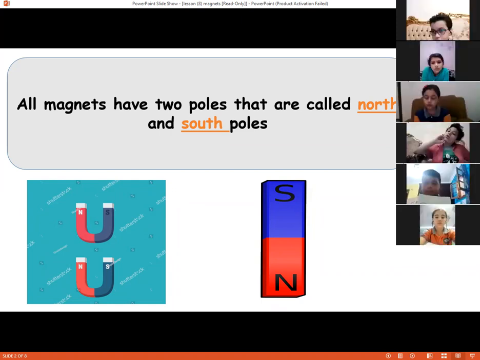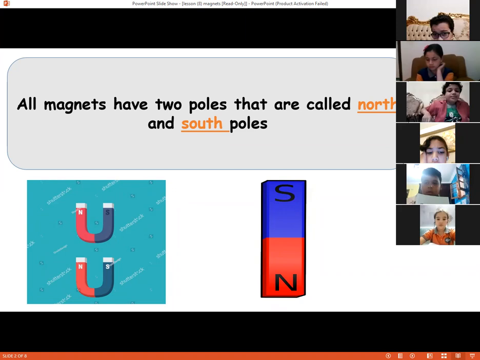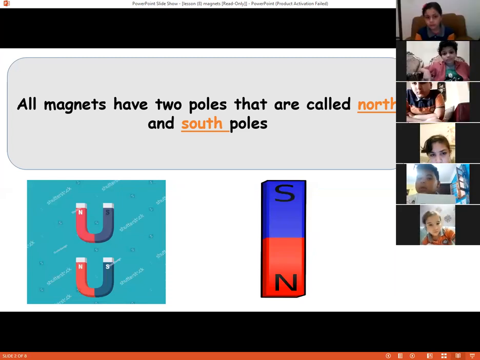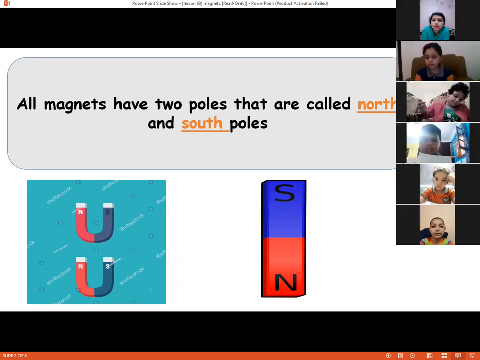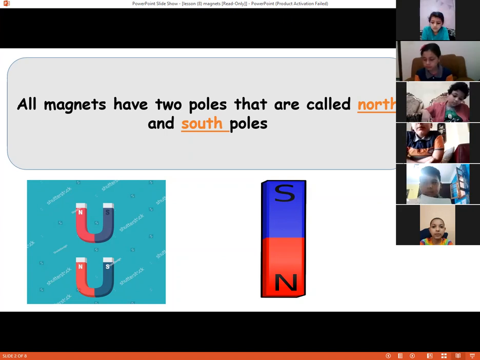Any magnet has two poles. I will give these two poles names. What are the names? North pole and south pole. You know the directions, Junior 3? North and south? You know the four directions? I will take two directions only: north pole, south pole. Repeat after me. North pole, south pole.